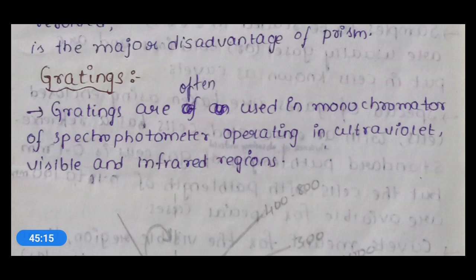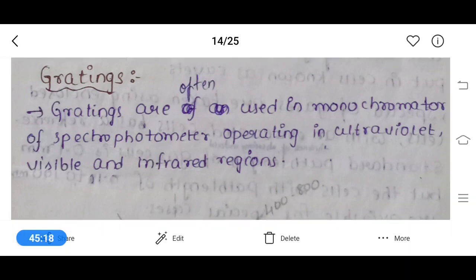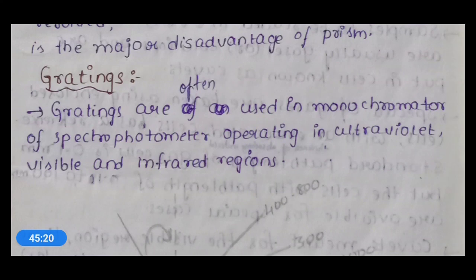In the next class we will see the second part of the UV visible spectrophotometer. Majorly in the second part, we will see the sample holder and also the detecting systems. Okay, so this is for now.